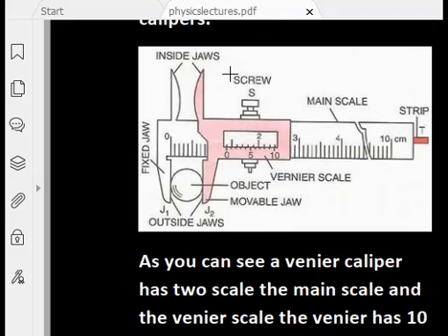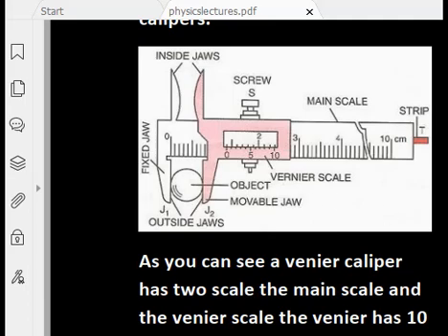And this is the schematic diagram of a vernier caliper. A vernier caliper has two scales. It has a jaw, we call the movable jaw, which you move to clip the object you want to measure. The vernier scale is the one calibrated on the movable jaw that you move, and the main scale is found on the fixed jaw. When you move the movable jaw, the point where the movable jaw and the fixed jaw coincide is where you take the reading.